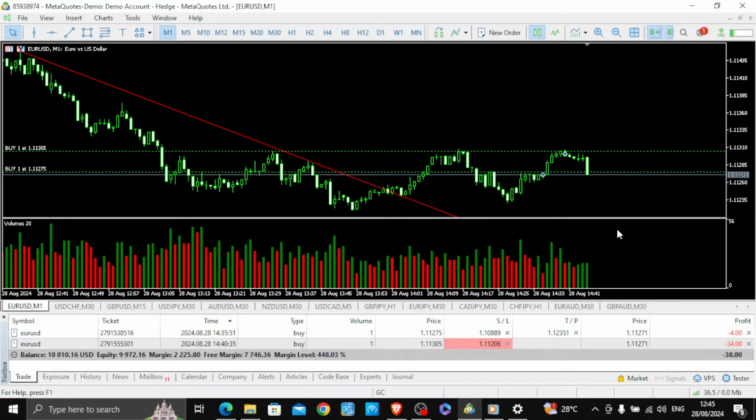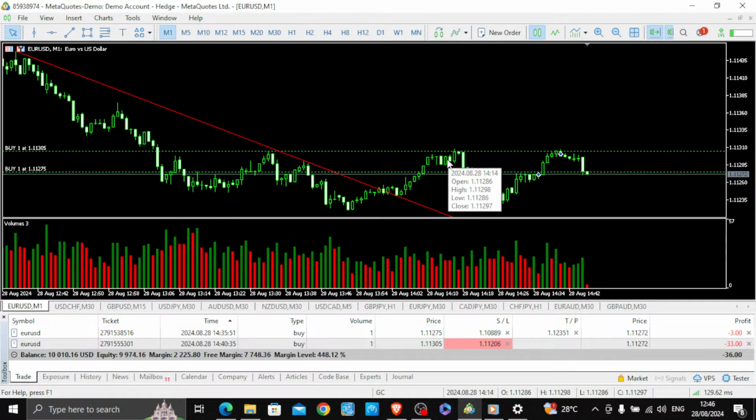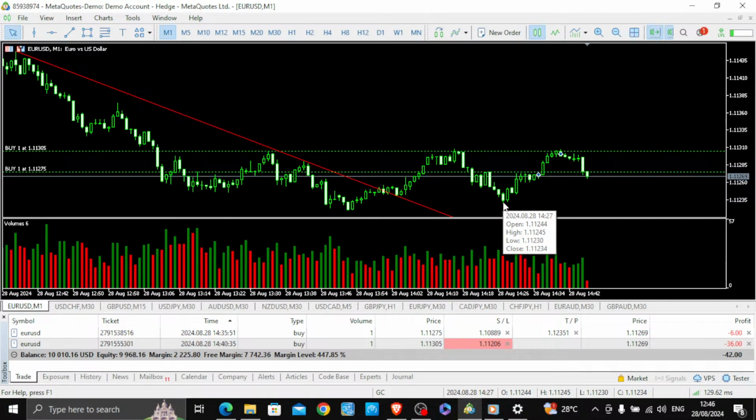Okay, so as you can see now, one of the reasons why we are supposed to wait for a change of character. What we call change of character, based on this 1 minute chart, this is the highest one. As the market gets there, instead of taking it out, it started coming down. So this is one of the reasons we are supposed to wait for a change of character.